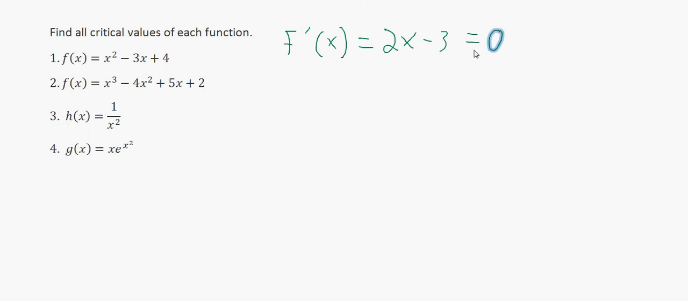Now, I'm not saying f prime has to equal 0. That's not what's happening here. I'm setting it equal to 0 to find out what x value makes it 0, because that x value will be a critical number. So this x equals 3/2 is a critical number because f prime of 3/2 is 0. That's why 3/2 is a critical number.